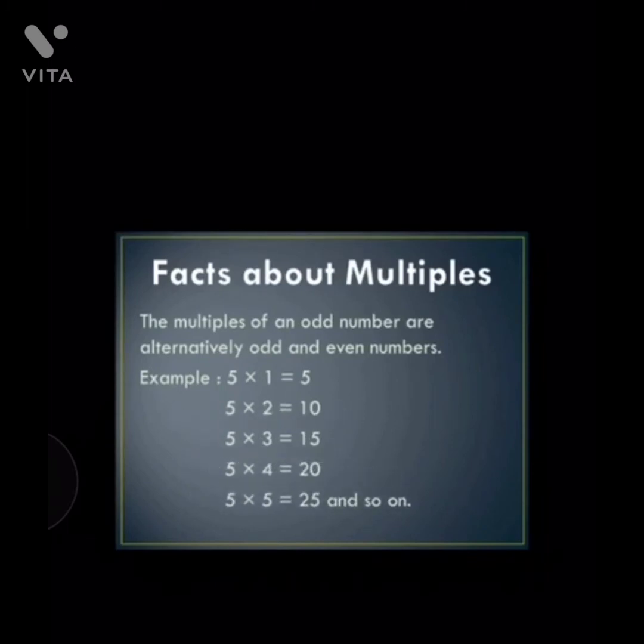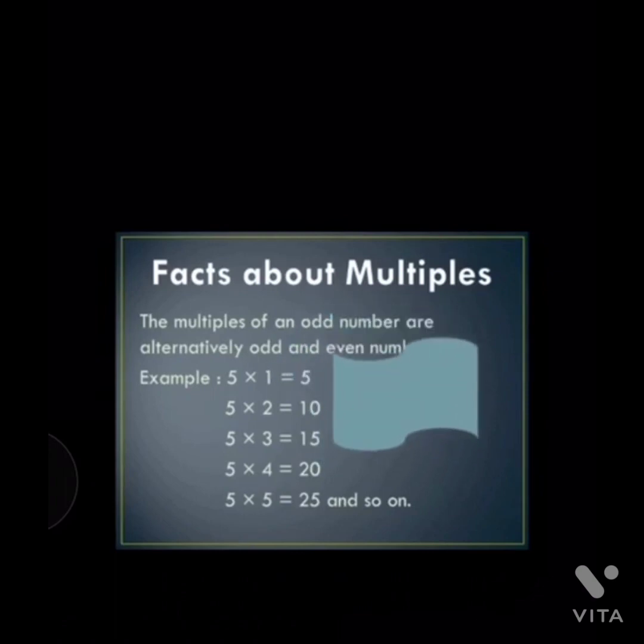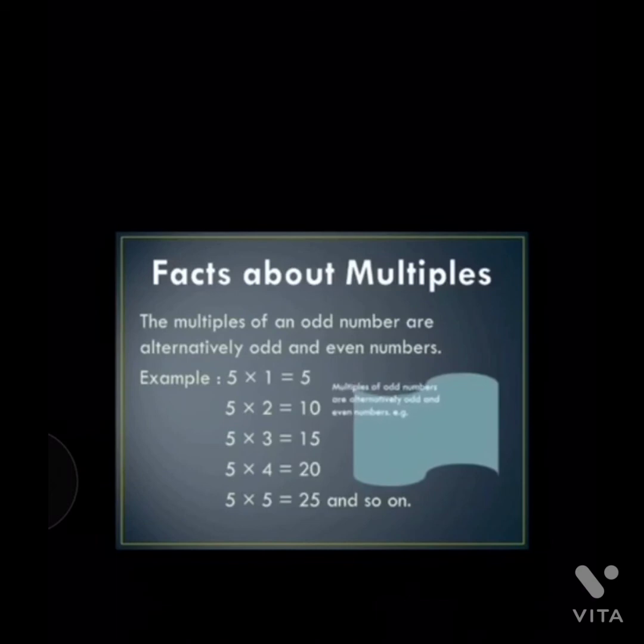What do we observe from all these multiples of 5? That the first multiple of 5 is 5, which is an odd number. The second multiple of 5 is 10, which is an even number. The third multiple of 5 is 15, which is an odd number. The fourth multiple of 5 is 20, which is an even number. And the fifth multiple of 5 is 25, which is an odd number. This gives us the property that the multiples of an odd number are alternately odd and even numbers.